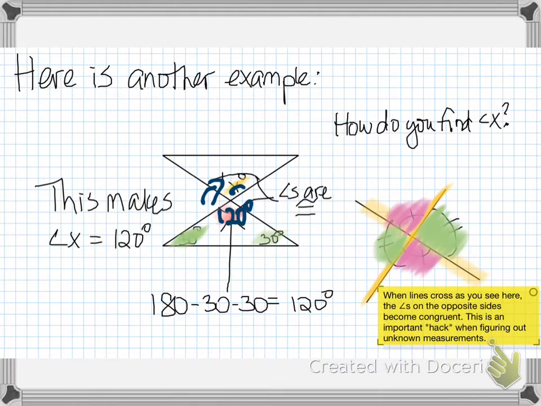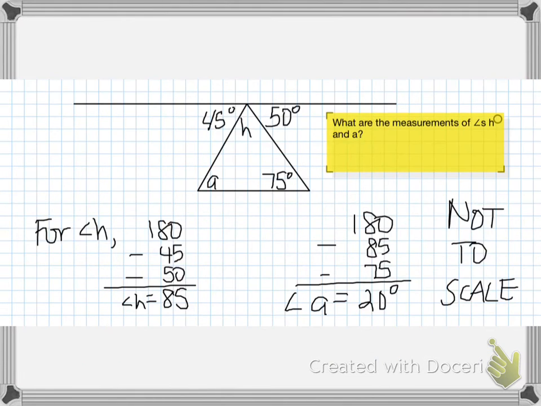Now I'm going to show that real quick here. You could also find that those other triangle measurements were 30 degrees too, but we're not being asked to do that in this question. Here's another question. What are the measurements of angles H and A? So now I've got two.